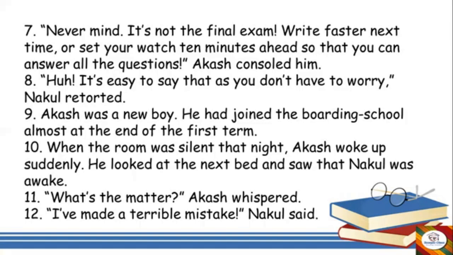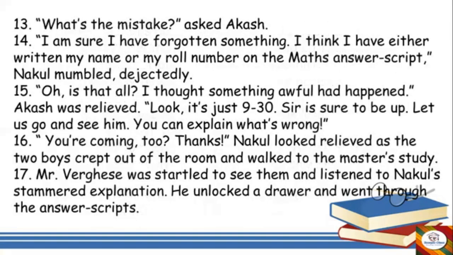So he asks, "What happened? What's that terrible mistake that you have made?" So Nakul says, "I'm sure that I have forgotten something. I think I have either not written my name or my roll number on the answer script," Nakul mumbled dejectedly. So he says that he thinks he has forgotten to write something, and that something is his name or roll number on the answer sheet.